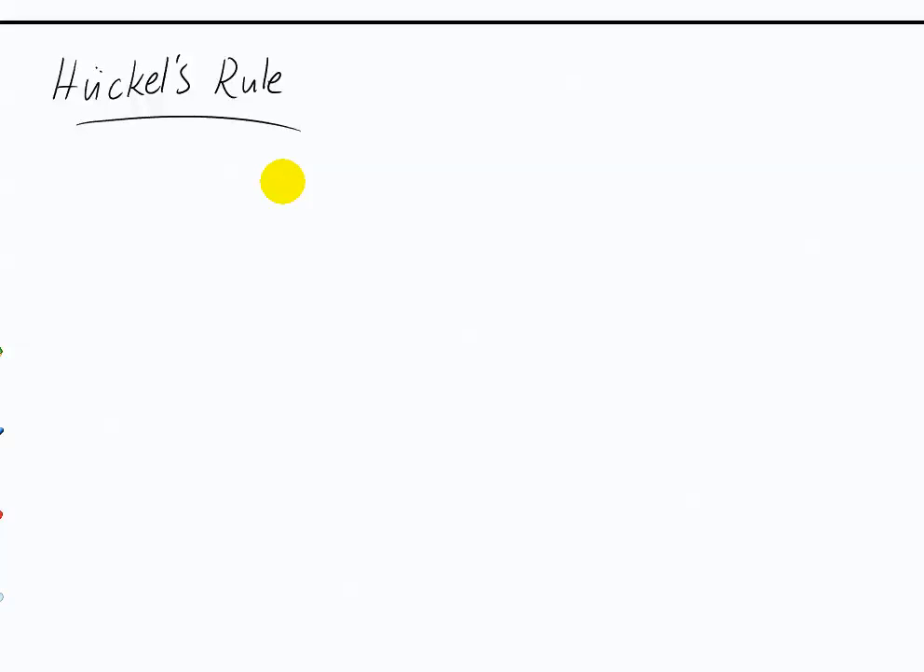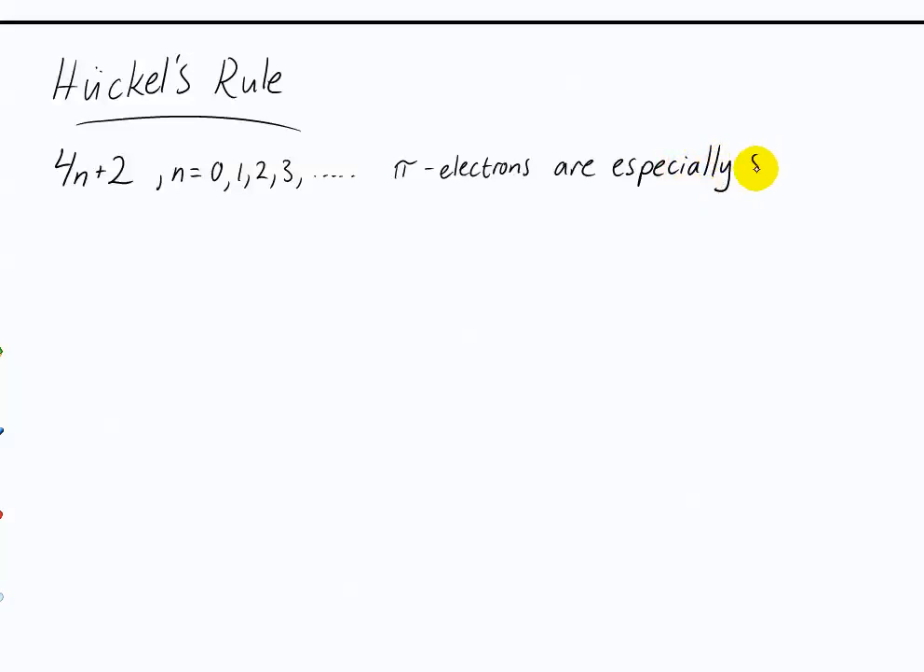You can count up the pi electrons, and if there is a number of pi electrons that can be expressed as 4n plus 2, where n is an integer, or a whole number, I guess. So 4n plus 2 pi electrons are especially stable.